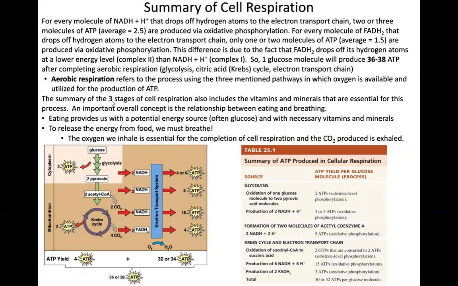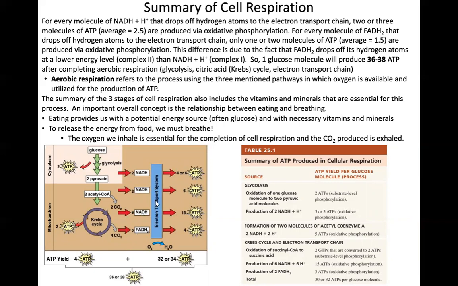Summary of the 3, I really should say 4 stages of cell respiration, also includes vitamins and minerals that are essential for the process. So it's not only important to get a diet consisting of carbohydrates, and we'll get into proteins and fats here in a second, but it's also important to get a well-balanced diet that includes vitamins and minerals. Like NADH plus H plus, FADH2, and we talked about how vitamins were involved with making those things. There's a lot of other things that go into making the energy that we need. Vitamins and minerals do other things for us as well.